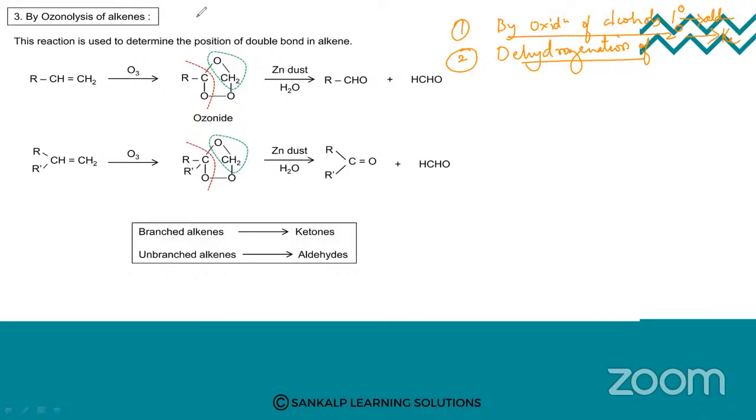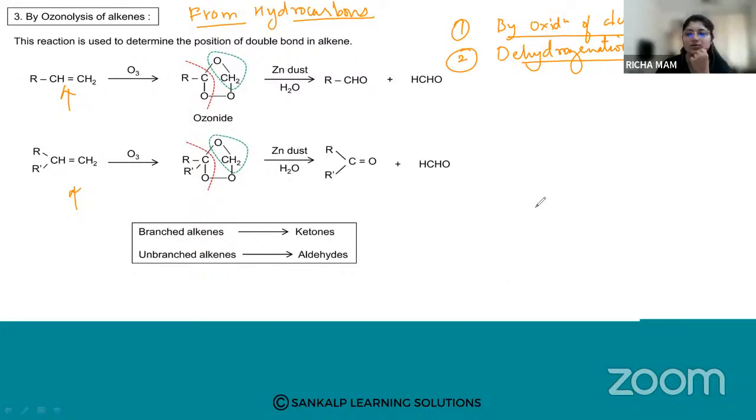Next, the third preparation is from hydrocarbons. So from hydrocarbons, what can we do? We are going to do ozonolysis. What do you mean by ozonolysis? Ozonolysis means we are going to add an ozone molecule across the double bond. So across this double bond, we are going to add an ozone molecule.